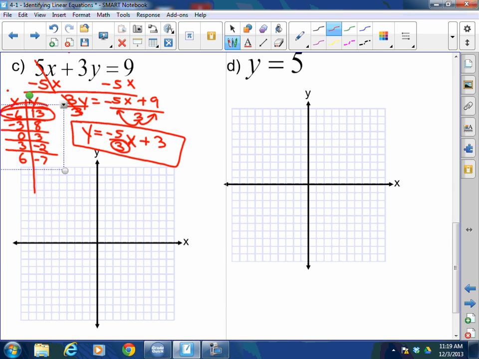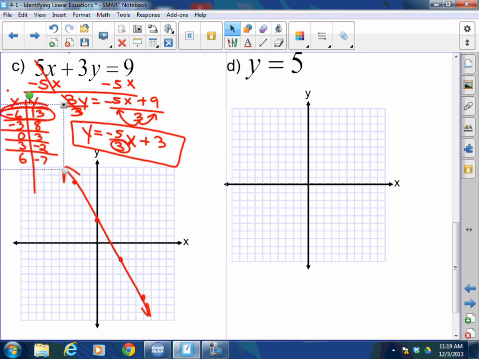1, 2, 3, 1, 2, 3, 4, 5, 6, 7, 8. 0, 3. 3, negative 2. 1, 2, 3, 1, 2. And 6, negative 7. 3, 4, 5, 6. 1, 2, 3, 4, 5, 6, 7. Straight line, no bulges, no zigzags, no curves. You're golden.